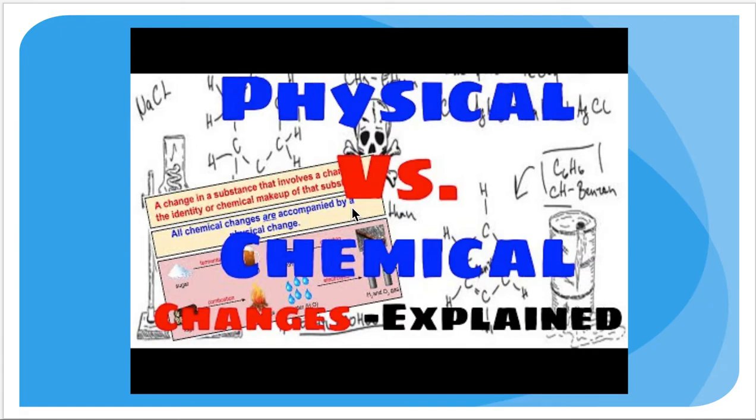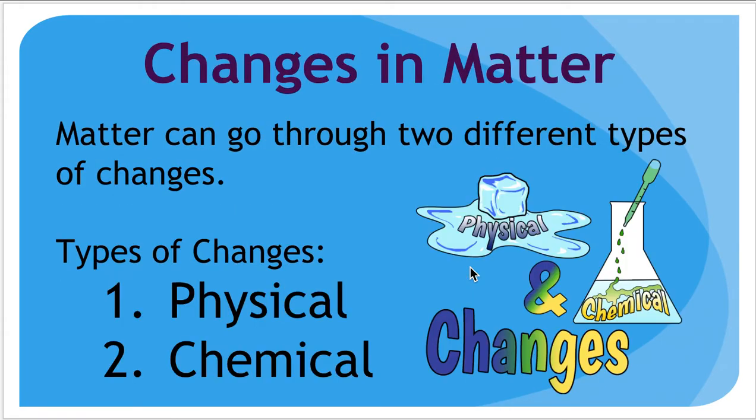Hey boys and girls, today we're going to talk about physical and chemical changes. So matter can either go through a physical or a chemical change. And there are very specific differences in those. All right. So changes in matter can be two different types, either physical or chemical.